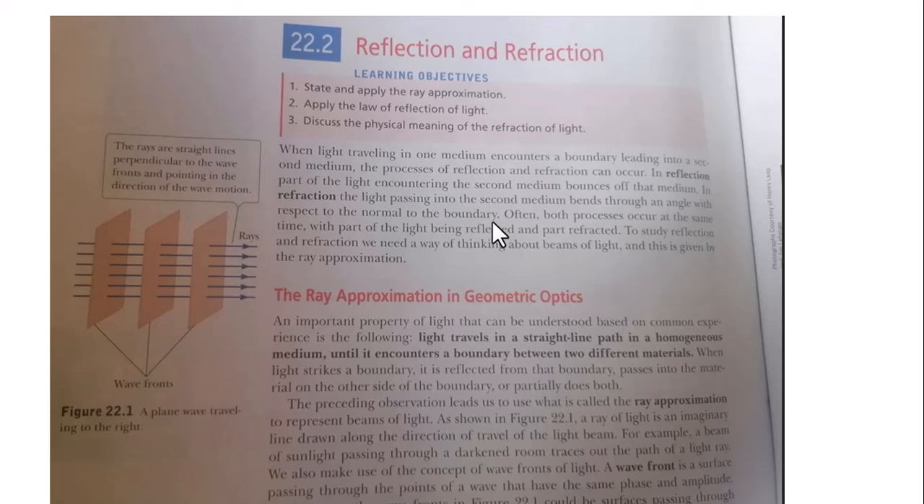Often both processes occur at the same time. Which processes? Reflection and refraction. I was just trying to explain both of that, with part of the light being reflected and part of the light being refracted. To study reflection and refraction, we need a way of thinking about the beams of light, these packets of light. And this is given by the ray approximation.